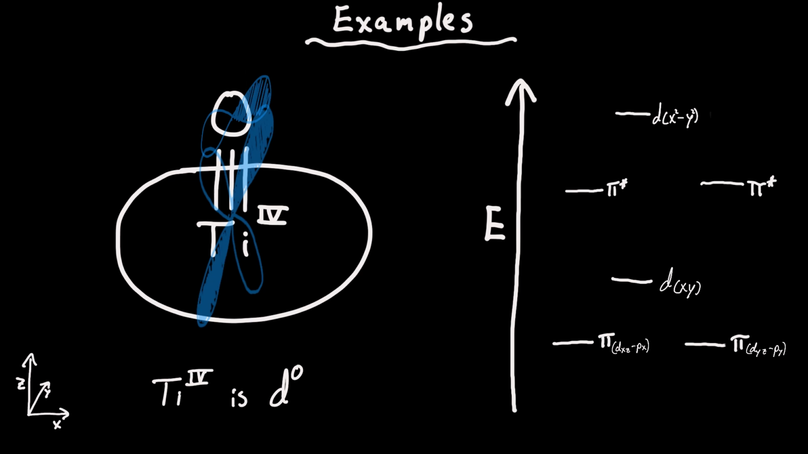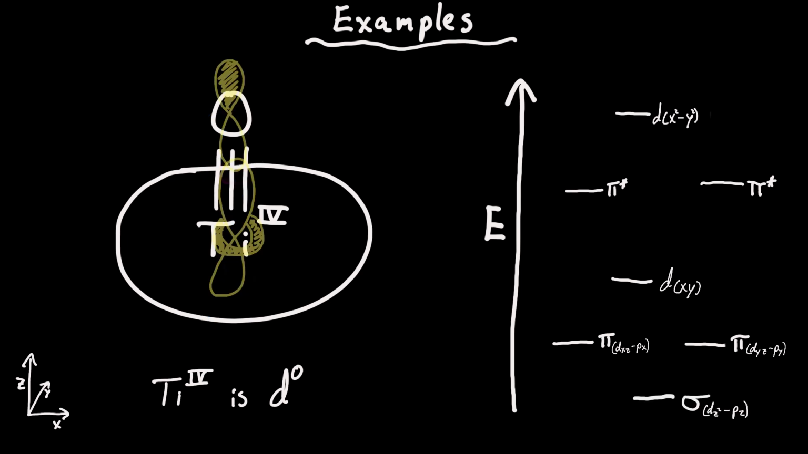These will be high in energy, though not as high as the dx squared minus y squared orbital. And finally, we have the sigma bonding orbital, created by the head-on overlap between the dz squared orbital of titanium and the pz orbital of oxygen. This bonding orbital will be very low in energy, and this interaction also creates an anti-bonding sigma star orbital that's very high in energy. Now we can start filling in the electrons, starting with the oxide's 6p electrons.